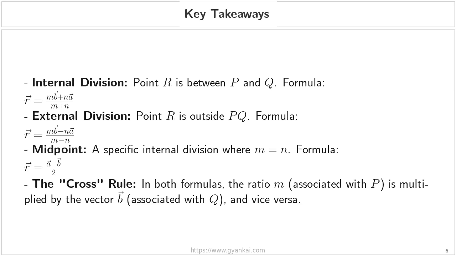Finally, if you find yourself struggling to remember which ratio value goes with which vector, just remember the cross rule. This is a lifesaver. In both the internal and external formulas, you always multiply the ratio value m, which is associated with point P, by the far vector, which is vector b, associated with point Q, and vice versa. You multiply n with vector a. Just think of it as a cross-multiplication pattern.